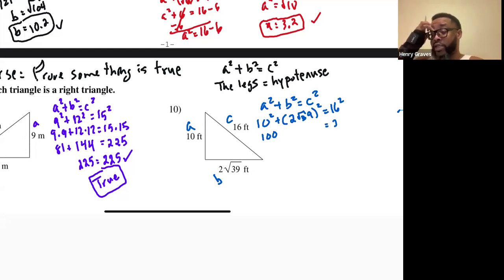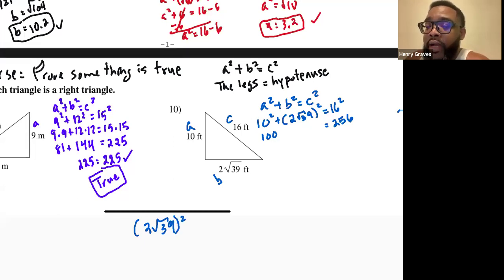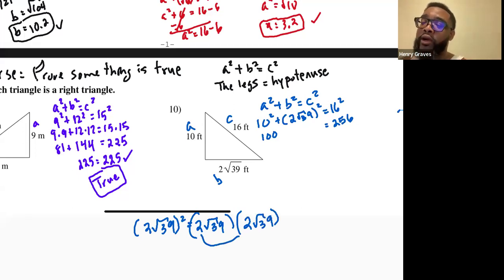Did I get freaked out on this one? On this one here, I'm gonna have to slide it down here. I know that 2 root 39 squared is the same thing as 2 root 39, right? Times 2 root 39. I know 2 times 2 is 4, right? And the square root of, you know what, let's just get on the algebra.